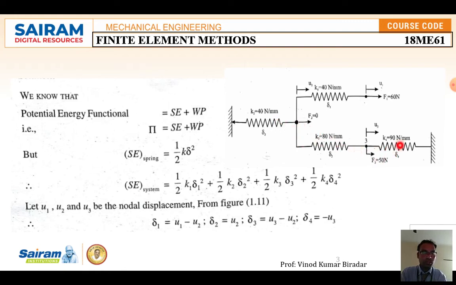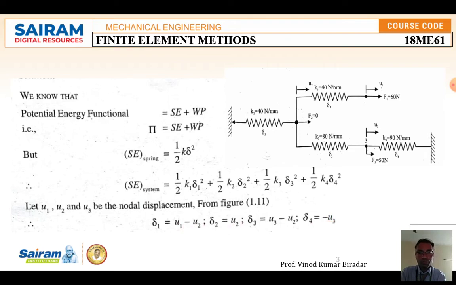Okay, coming to delta 4, that is the spring where the force is in the opposite direction, it is pulling this side, the left hand side, so delta 4 is equal to minus U3. Okay, if you know this, you can solve the problem easily. Now substitute all these values in this equation, the total strain energy in the system. Delta 1 is equal to U1 minus U2, delta 2 is equal to U2, delta 3 is equal to U3 minus U2, delta 4 is equal to minus U3.